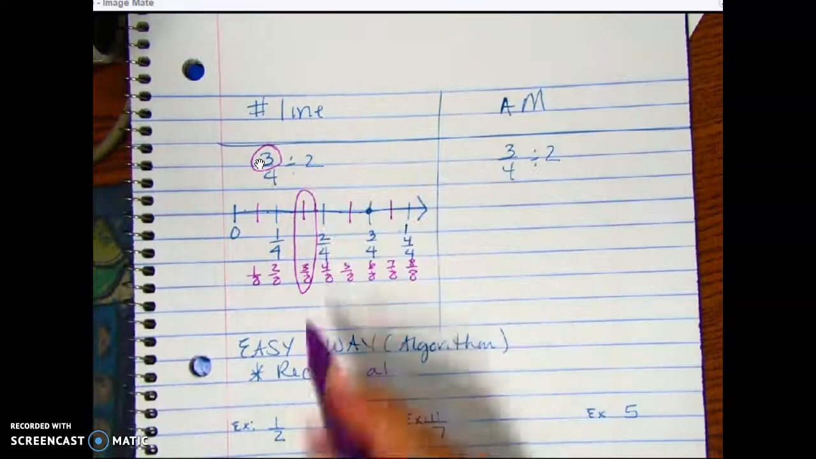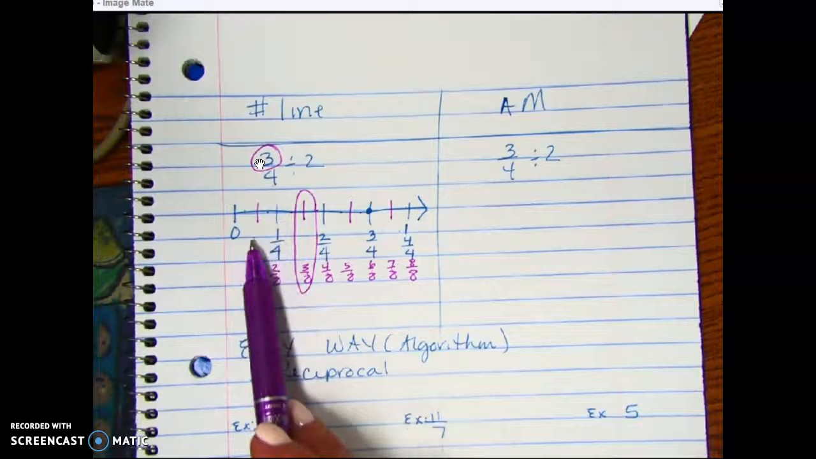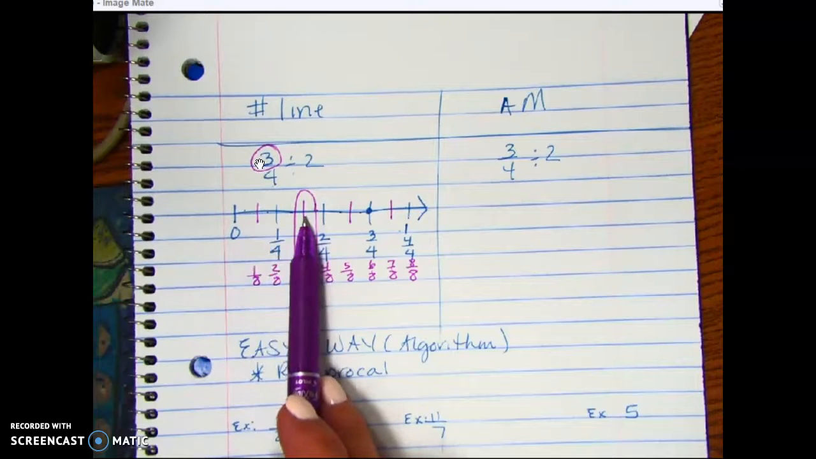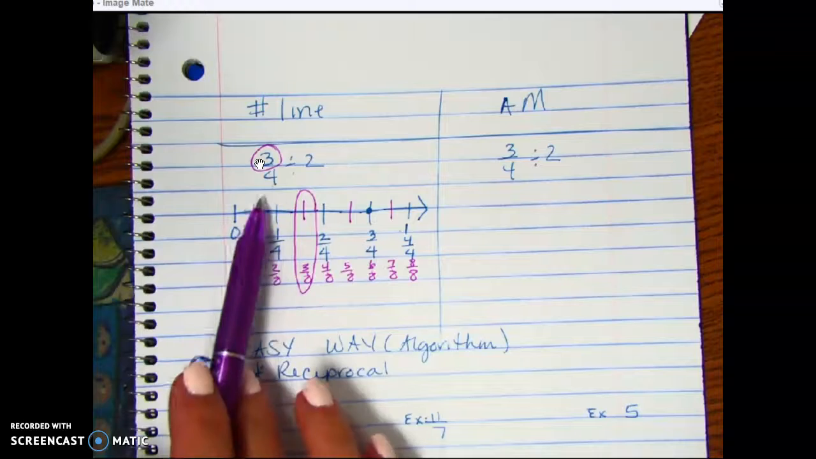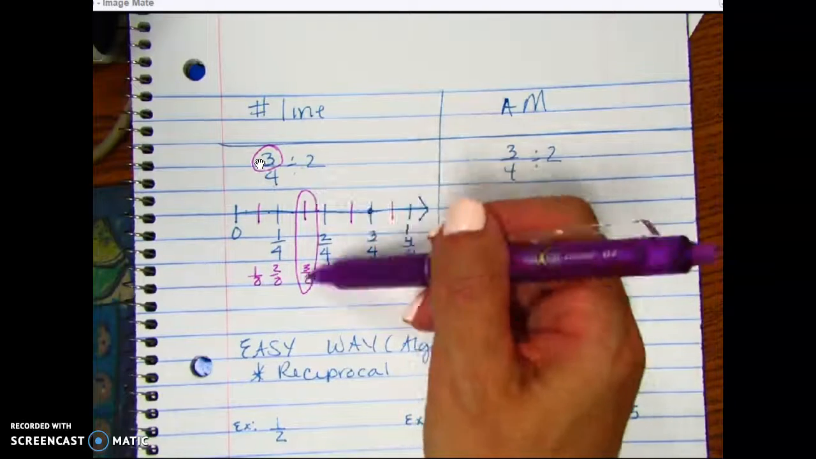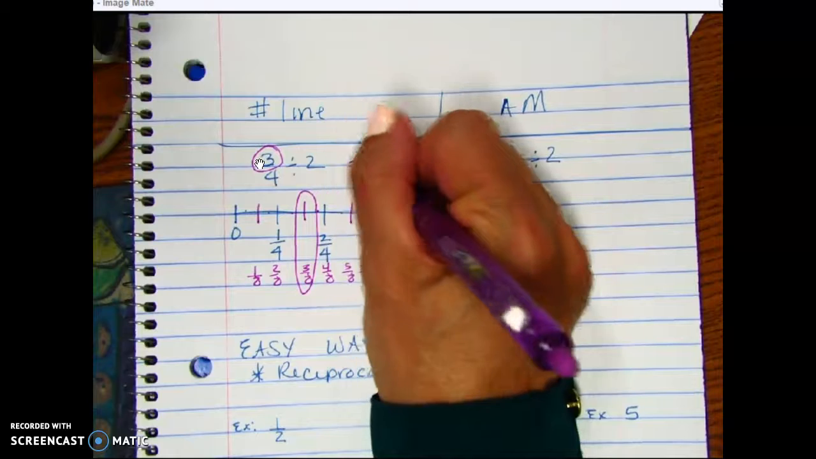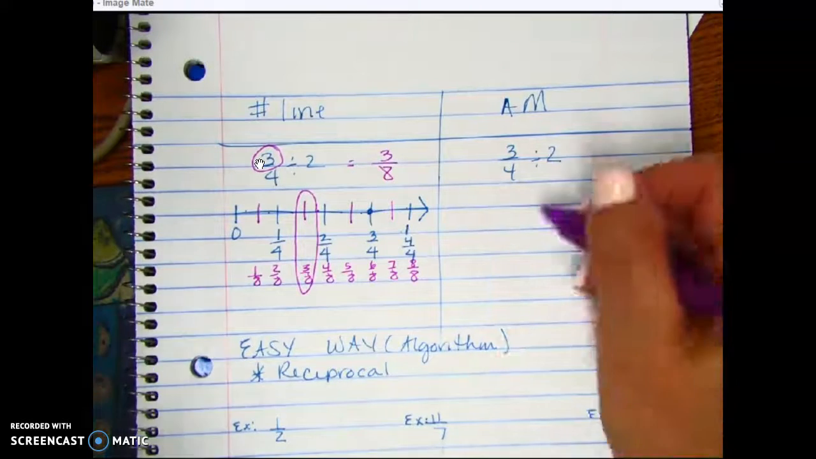So I know when I have 3/4 and it's divided into, or divided in 2, actually I should say, not halves, in 2, it equals 3/8. Okay, so let's try the area model way.